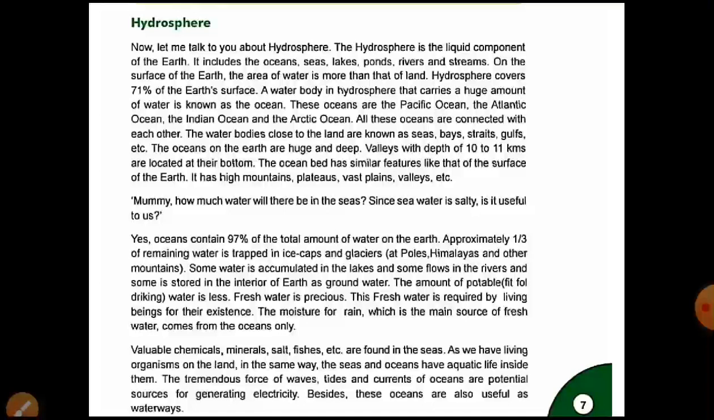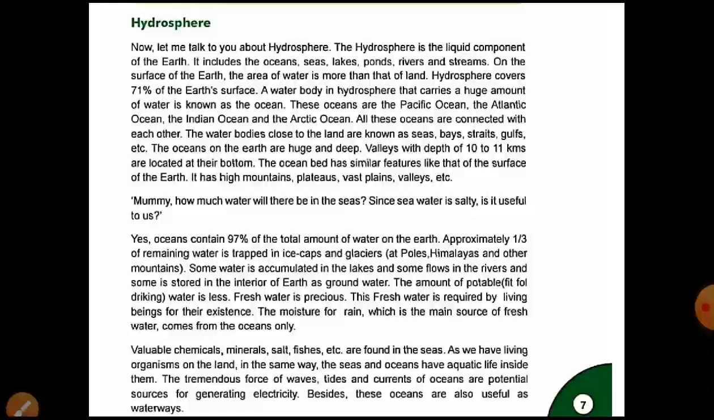Now, mummy, how much water will be there in the seas? Since sea water is salty, is it useful to us? Here the son is asking his mummy how much water there is in the seas, and since the water of the seas is salty, how can we use it? Is it useful to us?